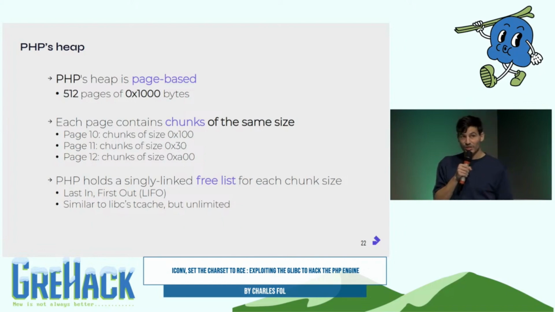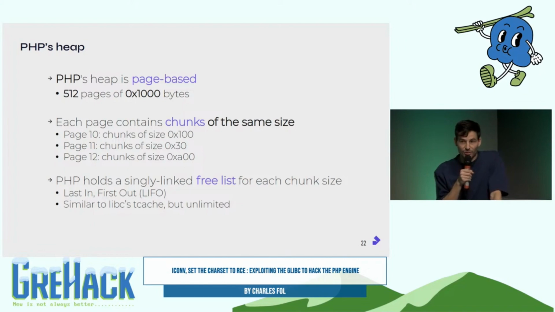And then for free chunks, PHP will hold a singly linked list for each chunk size. So there's a free list for chunks of size 8, a free list for chunks of size 16, 32, etc. The free lists are last in, first out. So that means that if I free a chunk of size 50 and I allocate one, it will be allocated at the same place. And if you do heap exploitation on the glibc, on the libc, sorry, it's very similar to tcache.